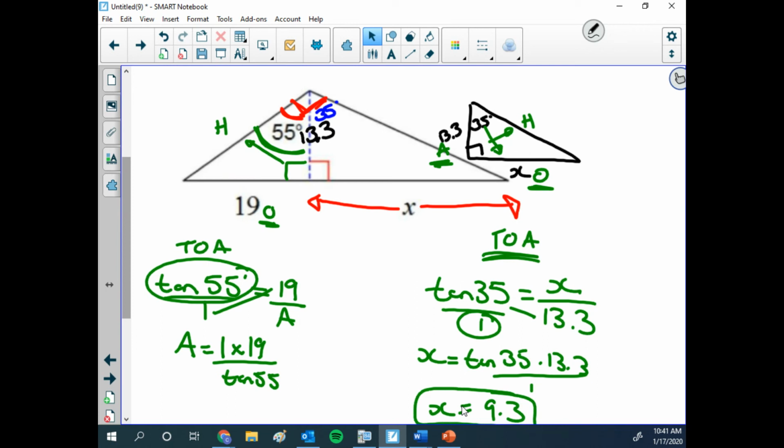Anybody get that? Okay. All right. So that's the trig unit in a real quick nutshell. Do you guys have any questions? Nothing else? Okay.